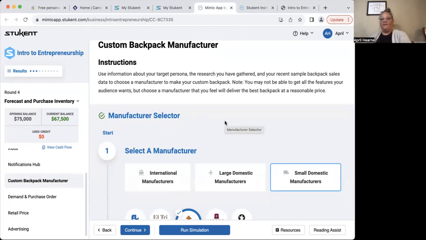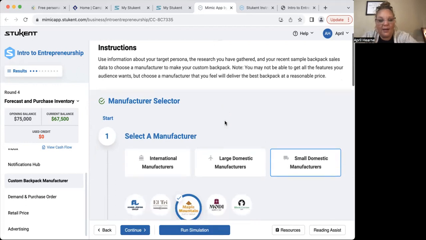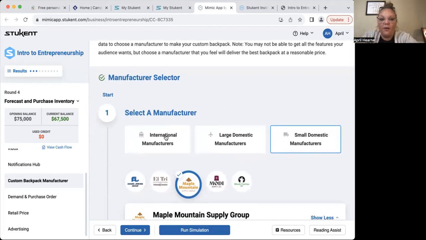Custom backpack manufacturer. The very first time that I ever did round 4, I picked 1. I did not pick more than 1. When I was digging into this, it kept referring to the idea that we would have automatically known to do more than 1. So when I went back and did it a second time, I picked 3. And what I did is I picked a manufacturer from international, 1 from large, and 1 from small.